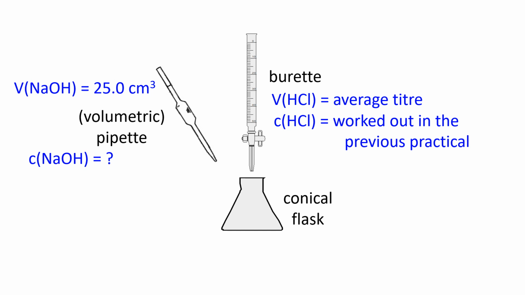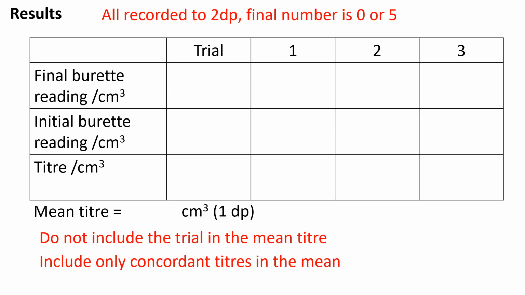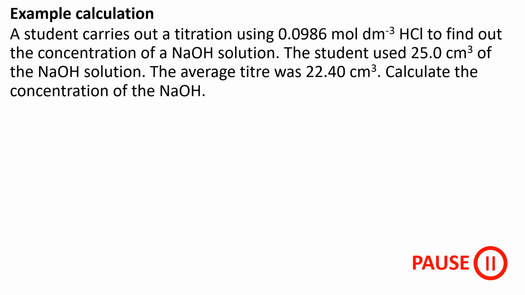The aim of this titration is to get results that will enable us to work out the concentration of the sodium hydroxide solution. The results are recorded in a table like the one shown here. There is a thorough explanation of how to record titration results in the previous video, and there is a link in the description. Pause the video and see if you can use these results to calculate the concentration of sodium hydroxide.